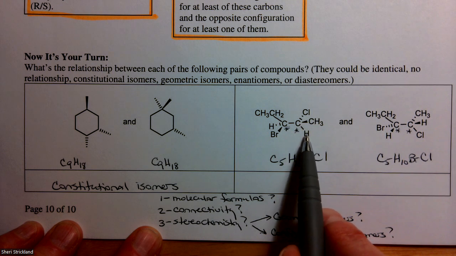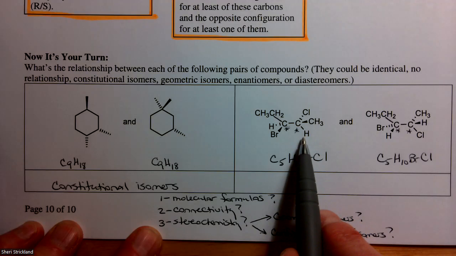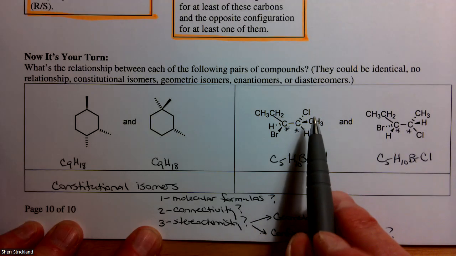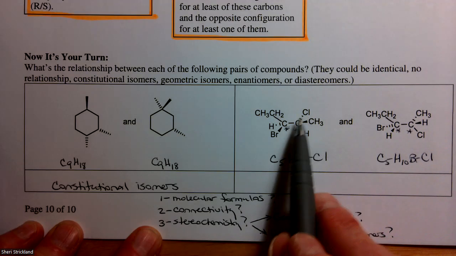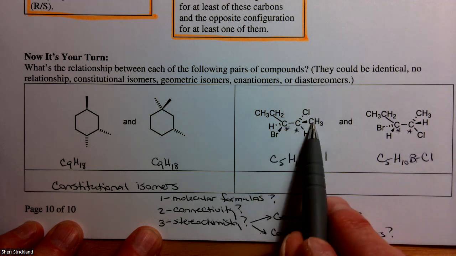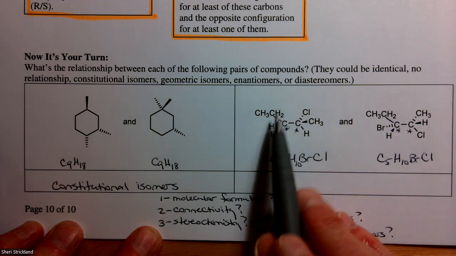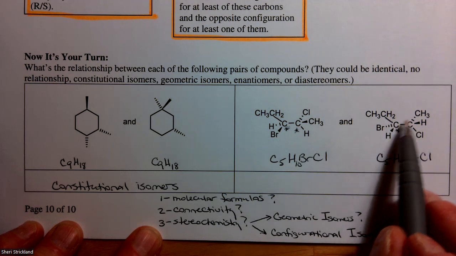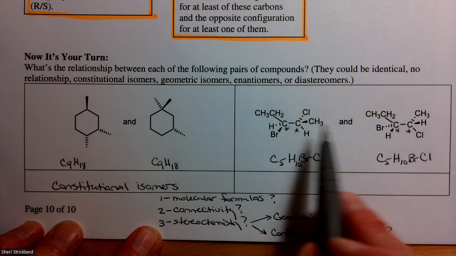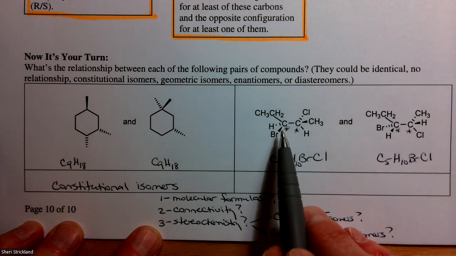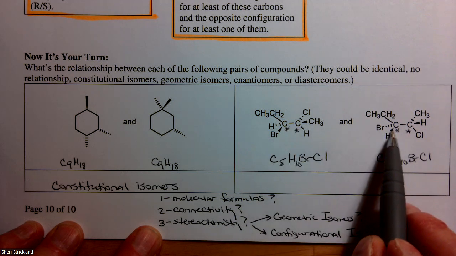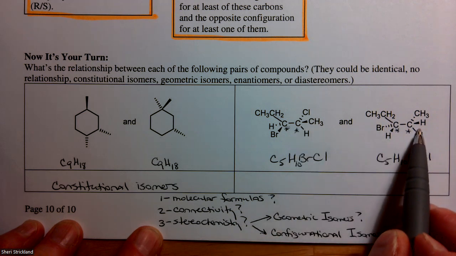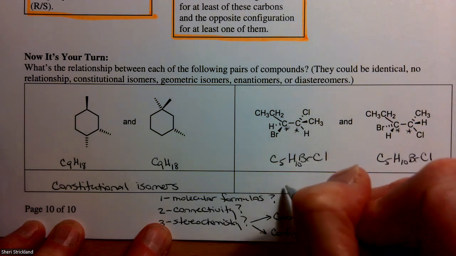So this one is not going to be as simple. This is top priority, then this, then that. This actually is S. This one is also S. So we've got the opposite configuration here, the same configuration there. That makes them diastereomers.